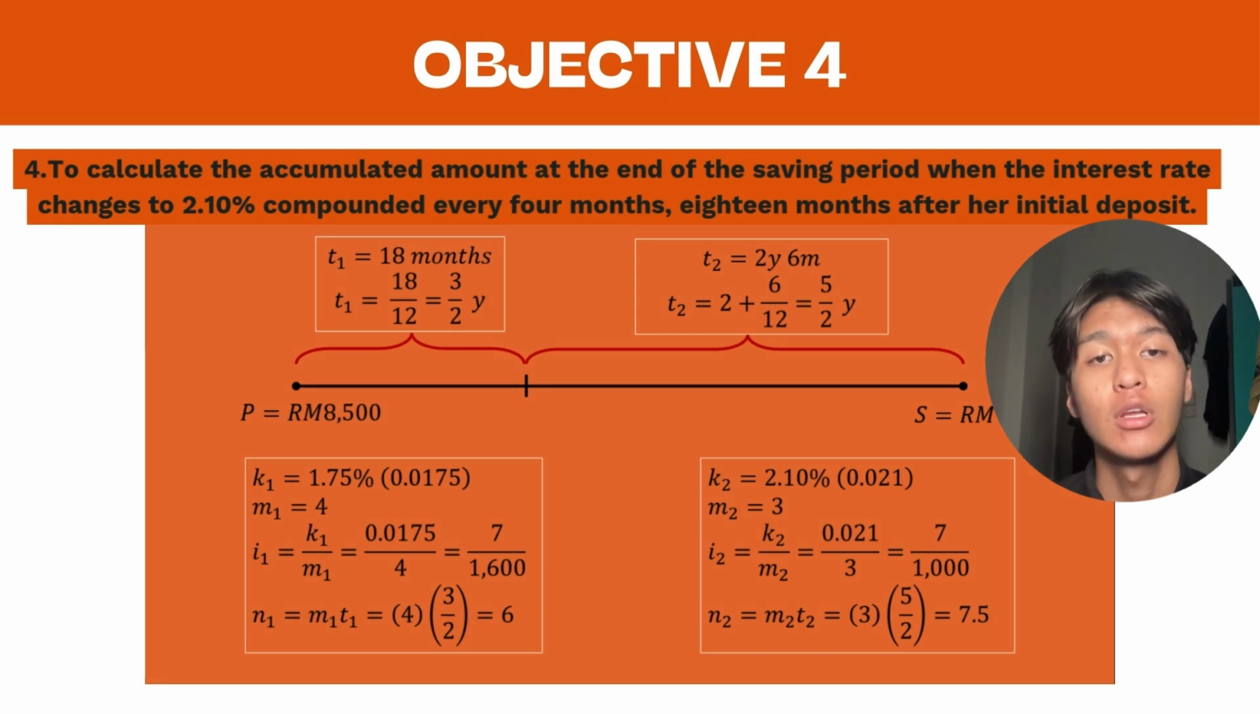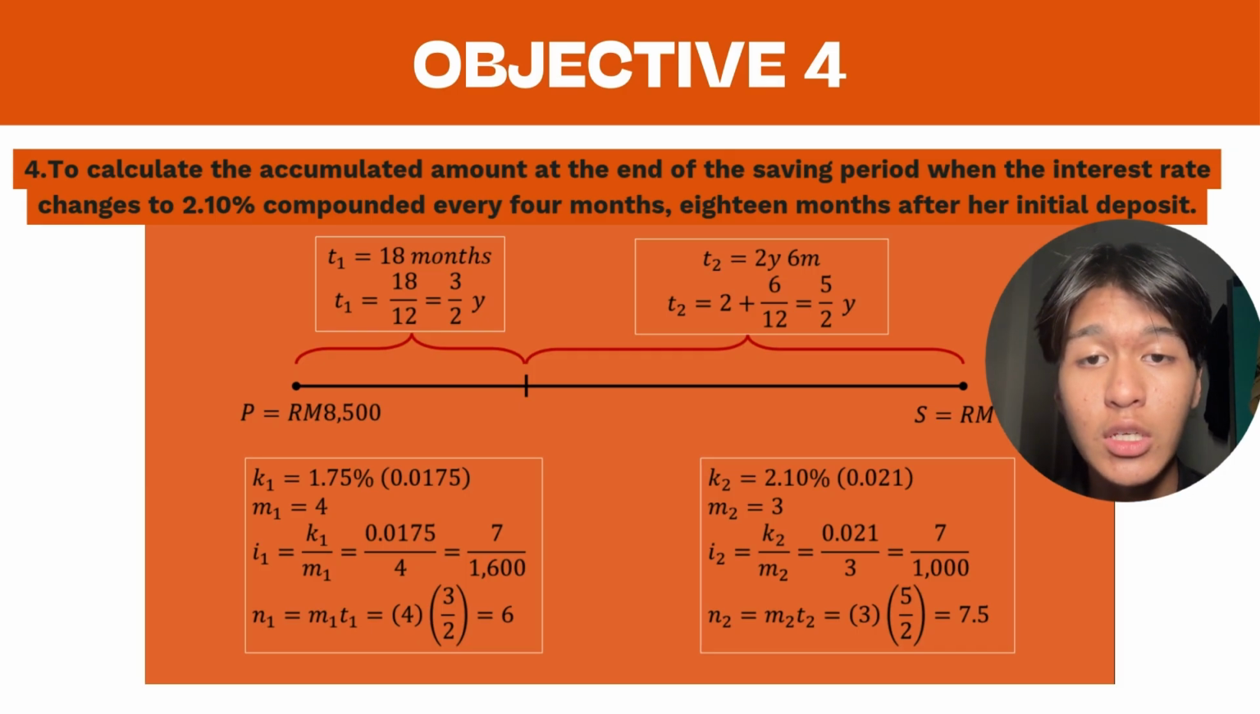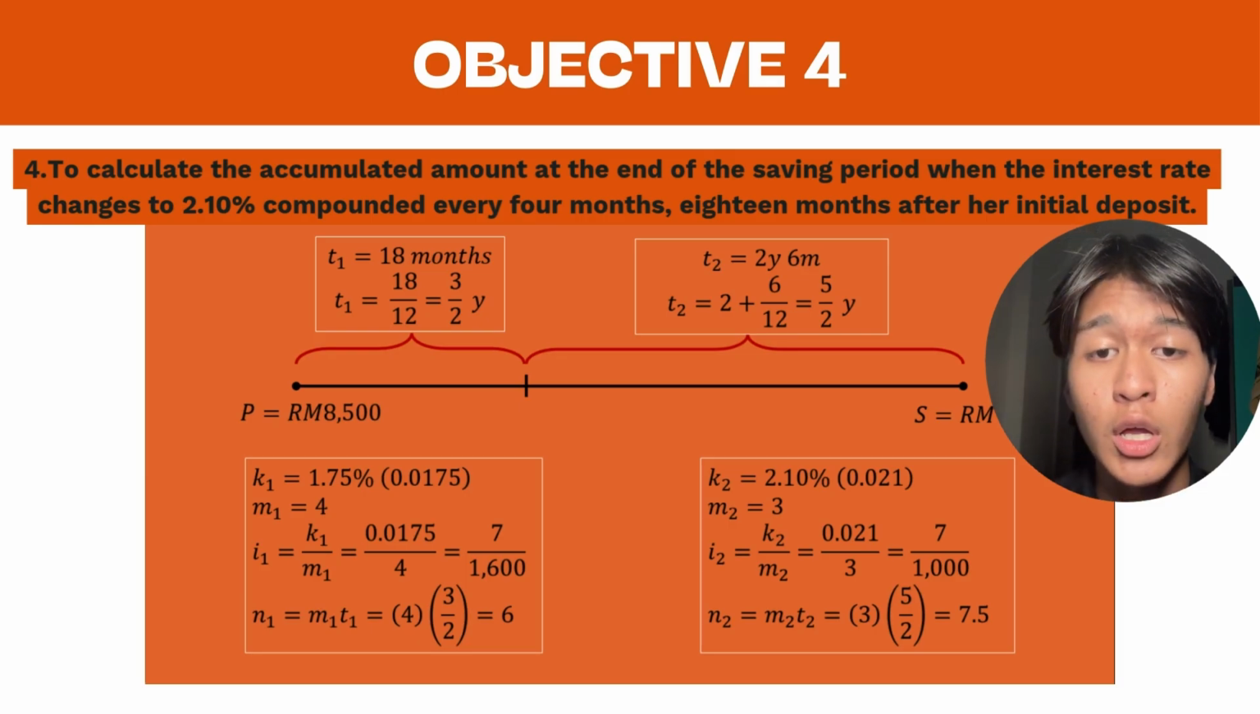Next is objective 4. To calculate the accumulated amount at the end of the saving period when the interest rate changes to 2.10% compounded every 4 months, 18 months after her initial deposit. So, as we can see, T1 equals to 18 months, which is 3 over 2 in years, and then T2 is 2 years 6 months, which is 5 over 2 in years. After that, we'll look at P. P equals to 8,500 ringgit. K1 equals to 1.75%, which is 0.0175, and K2 equals to 2.10%, which is 0.021. After that, for our M1, M1 equals to 4 and M2 equals to 3.